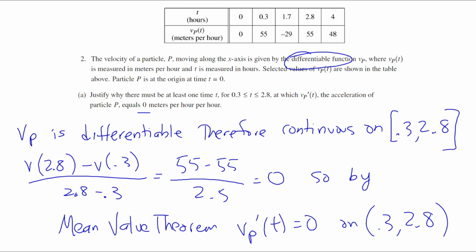So 1 point was for showing that this was equal to 0, and 1 point was for the justification using the mean value theorem, so saying mean value theorem, and with the statement about differentiability and continuity.